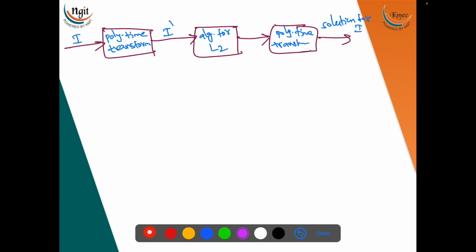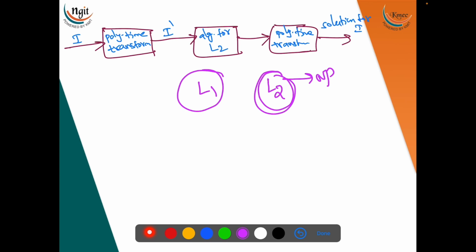So this is what actually proving: we chose an L1 problem which is NP hard to decide that L2 also belongs to NP hard. So to find that L2 is an NP hard problem, you take L1. Now this is the solution, how to prove it. We will take a polynomial time transform. I and I' are instances. L2 has to be proved an NP hard problem.